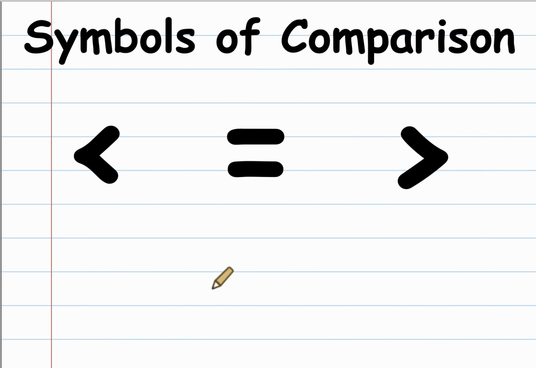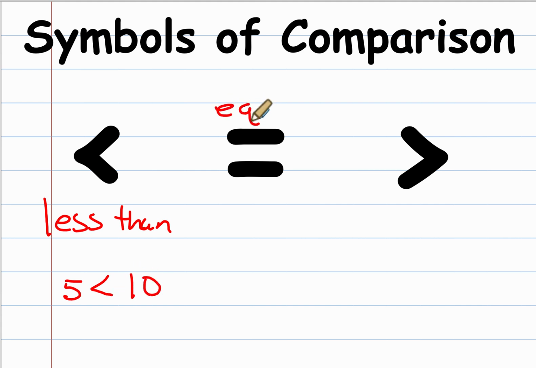Another thing that we're going to go ahead and review in here is how we compare numbers. So this symbol is known as less than, as in 5 is less than 10. This one is the equal sign. It means they're exactly the same.